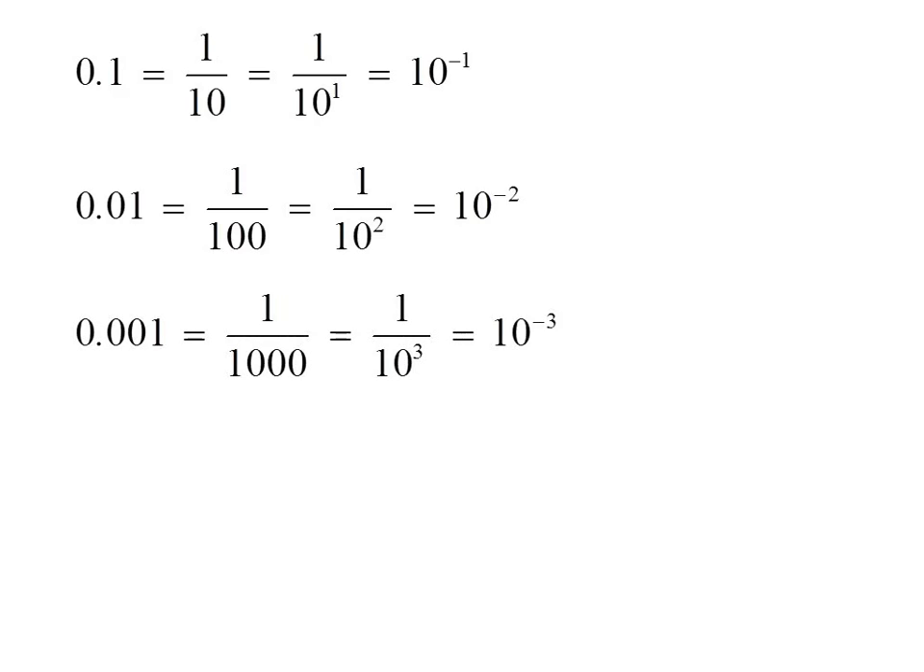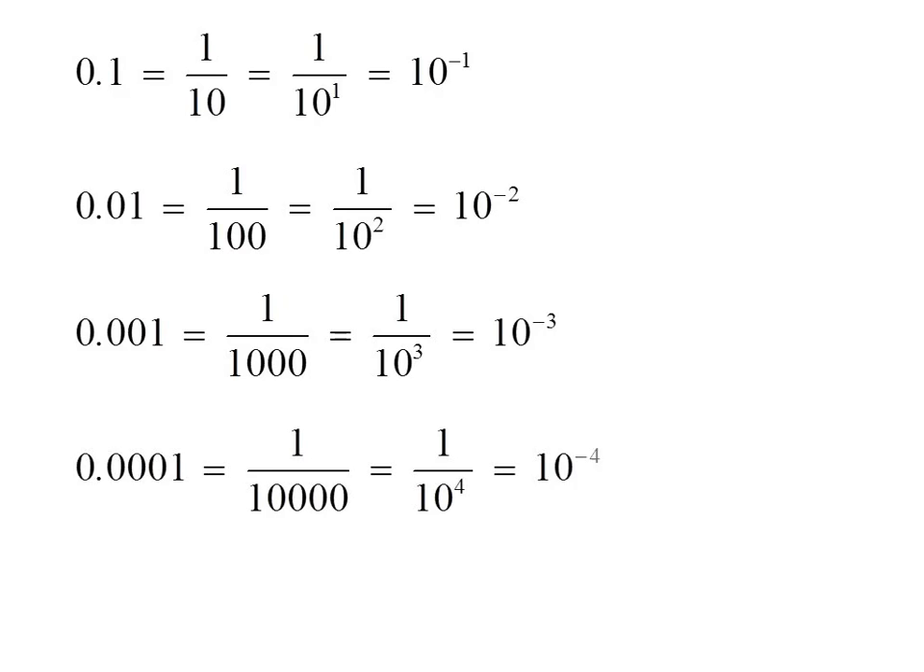0.001 is 1/1000th, 1 over 1,000. 1,000 is 10 to the third, so it's 1 over 10 to the third. We want to resolve it. It's 10 to the negative third. So if you want to simplify a fraction, you can do that. Then 1/10,000th: 10,000 is 10 to the fourth, so 1 over 10 to the fourth is the same thing as 10 to the negative fourth.